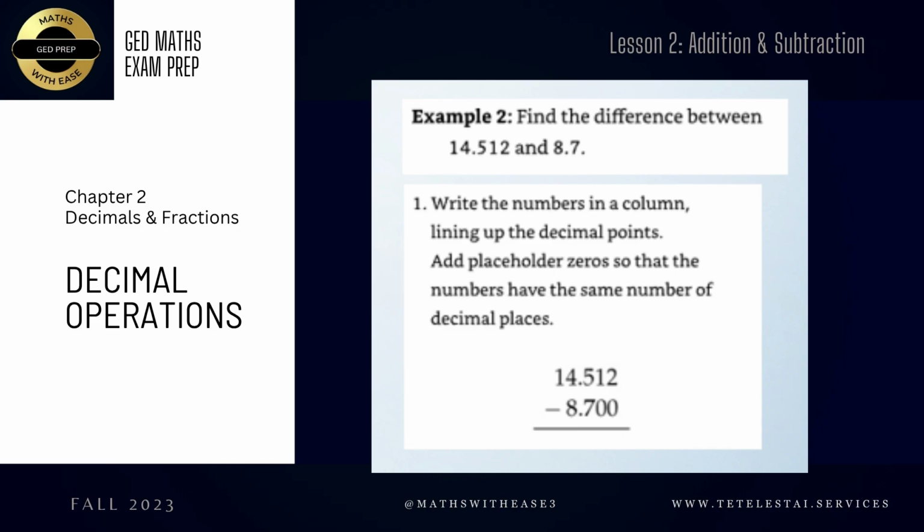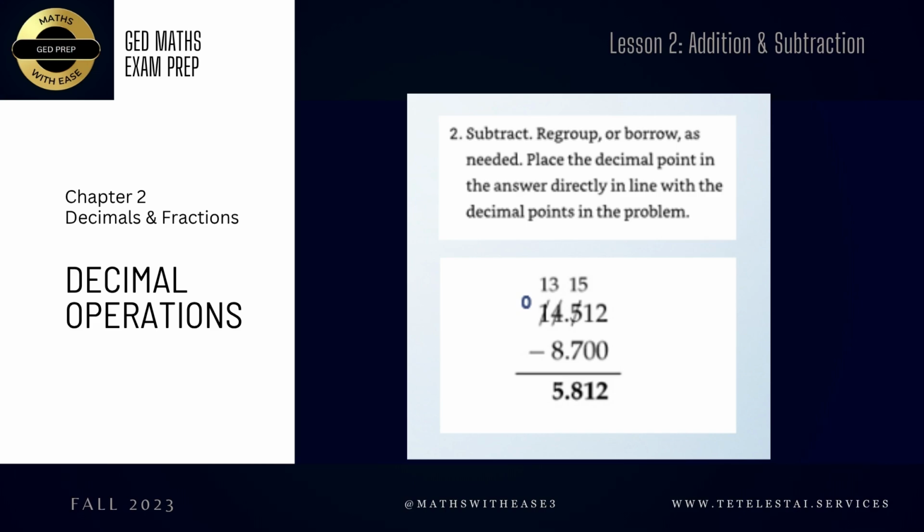All right, so with finding the difference, we follow essentially the same steps as we did in the previous example, except of course that we're subtracting this time around. So start by stacking your numbers into a column. Make sure that you align the decimal points. Add zeros as placeholders so that each of the numbers has the same number of decimal places after the decimal point. In this case, we need to add 2 placeholder zeros to 8.7, as you see has been done in this example.